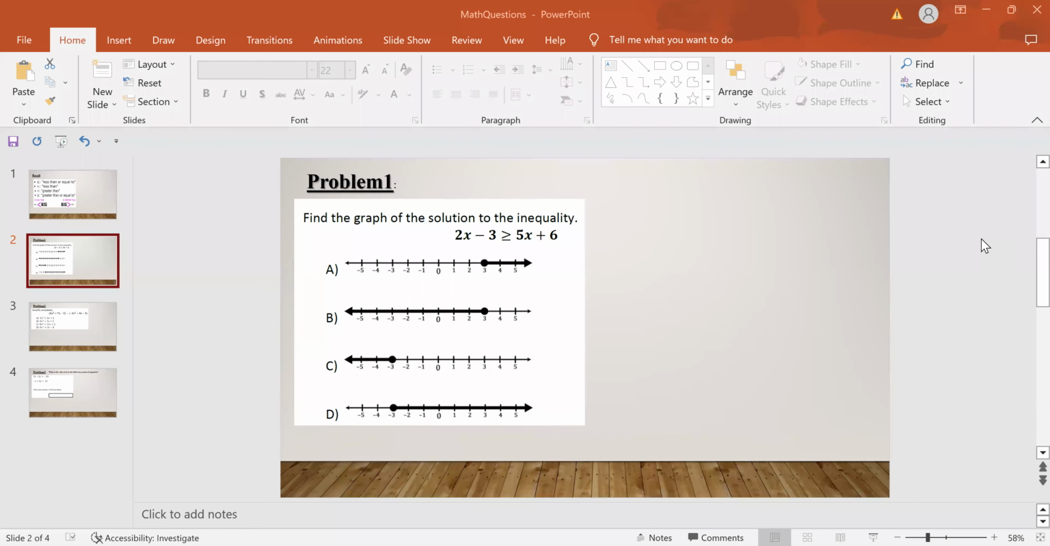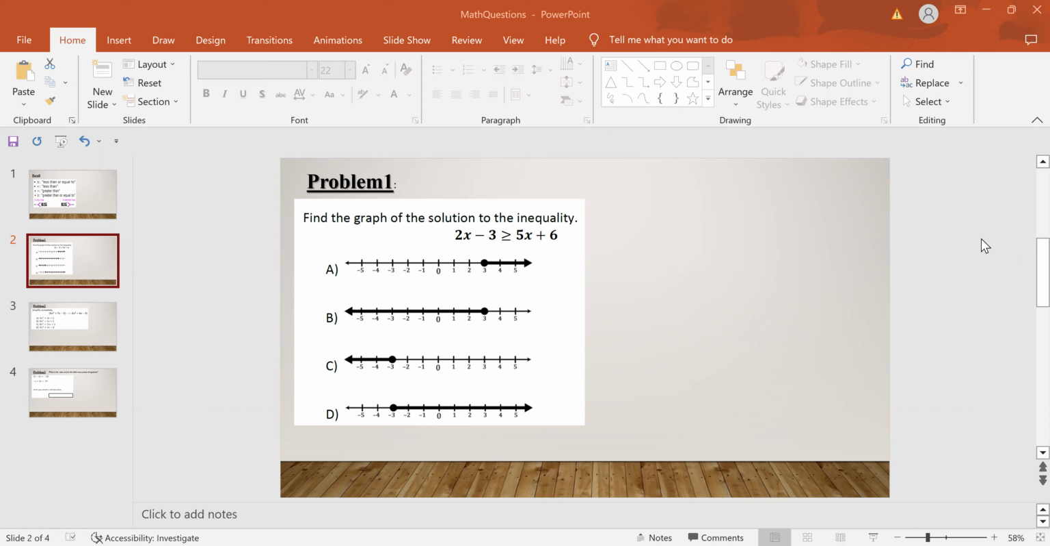Find the graph of the solution to the inequality 2x minus 3 is greater than or equal to 5x plus 6. Welcome to this video. I promised in the last video that I will do a similar question like this. So before we solve this question, I would like you again to pause the video and try by yourself.